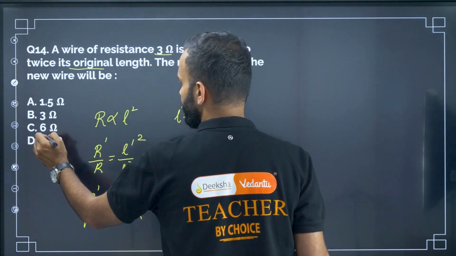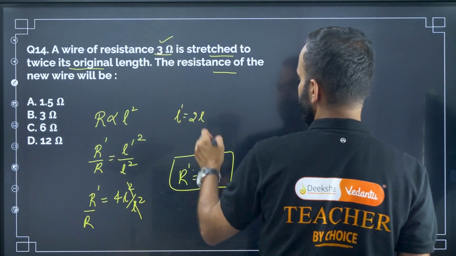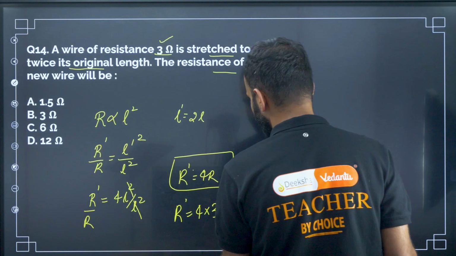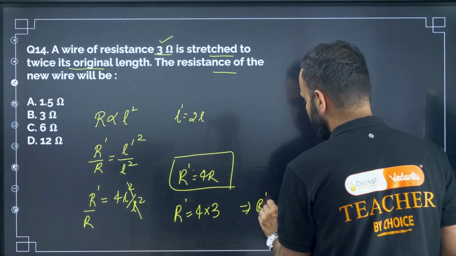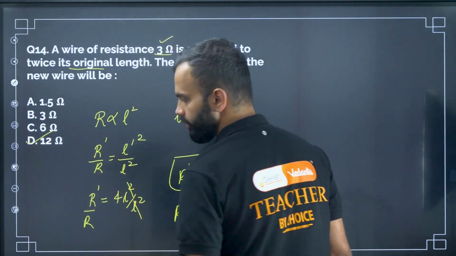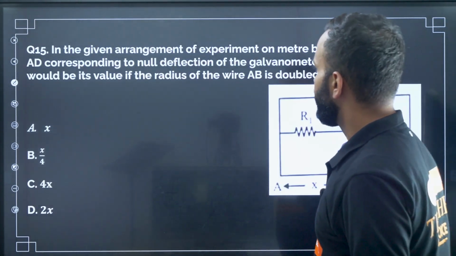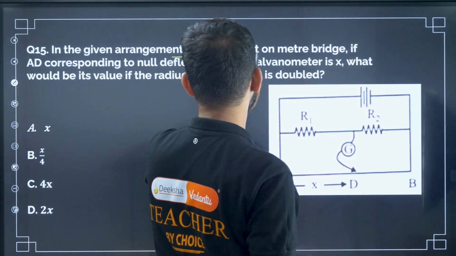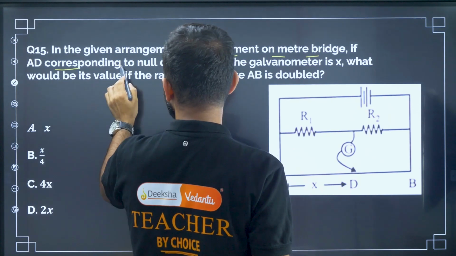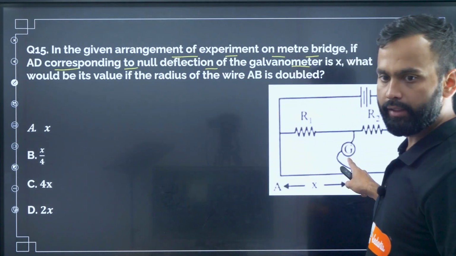So the correct option is 4 times R. The resistance is given, right? R dash is equal to 4 into 3, which is 12. R dash is equal to 12 ohm. So the correct option is D. Okay, next question. Question number 15. In the given arrangement of experiment on meter bridge, if AD corresponds to null deflection of the galvanometer, see here, this is the galvanometer, right?